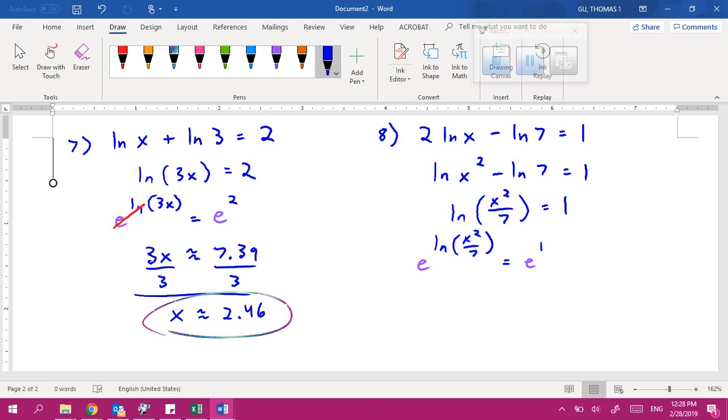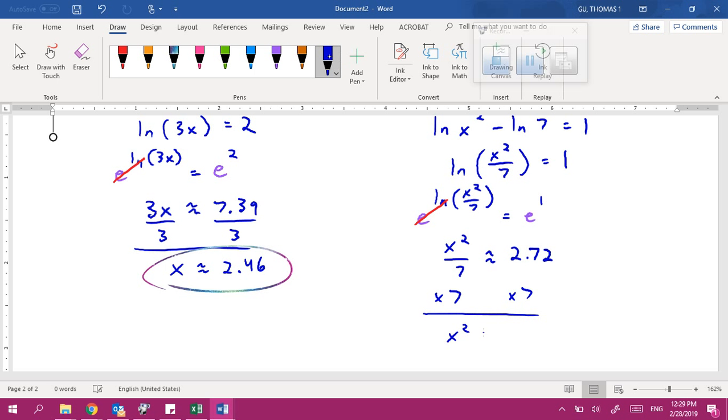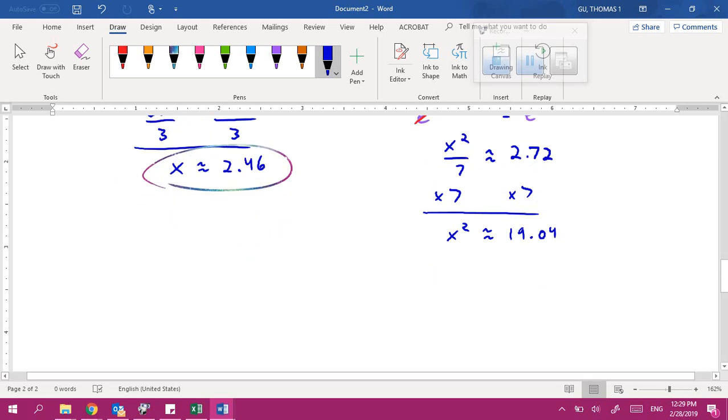All right, so now let's continue. E cancels out with the ln right there. We're left with x squared over 7 is approximately, what is e? 2.72, right? That's the one you should have in your mind. The approximate value of e is about 2.72. It's not 3. You multiply by 7 on both sides. If you use the 2.72, it's going to come out to 19.04. If you use the e, then it's going to be 19.03. Both would be fine. All right, x squared is about 19.04, and then what do I do from here?